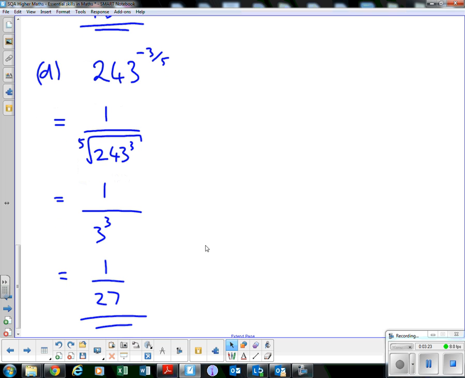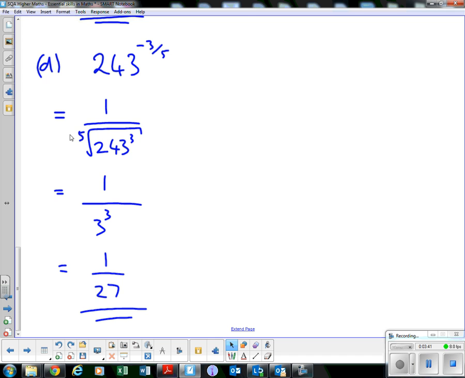And finally d, 243 to the negative 3/5. So let's change that. The negative power means it should be on the bottom. The 3 is saying to cube it. The 5 is saying the 5th root. So essentially, what multiplied by itself 5 times makes 243? Well, 2 times 2 times 2 times 2 times 2 is only 32. Try 3. 3 3s are 9, times 3 is 27, times 3 again is 81, times 3 again is 243.